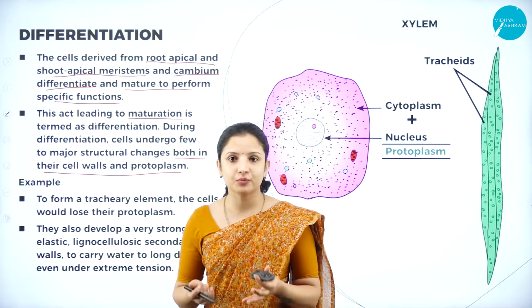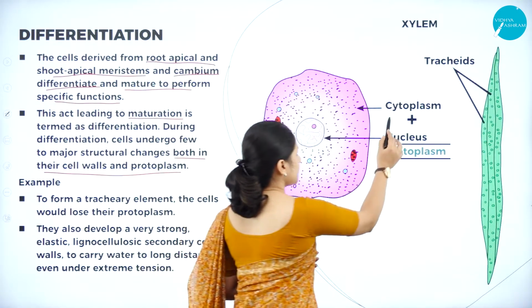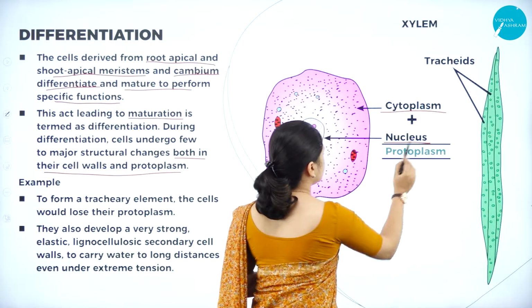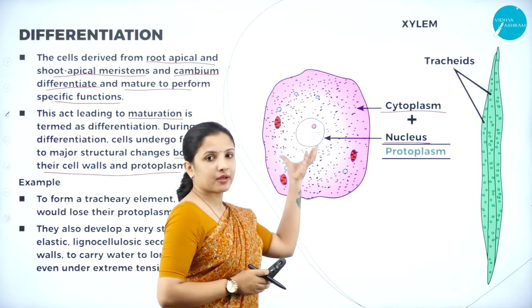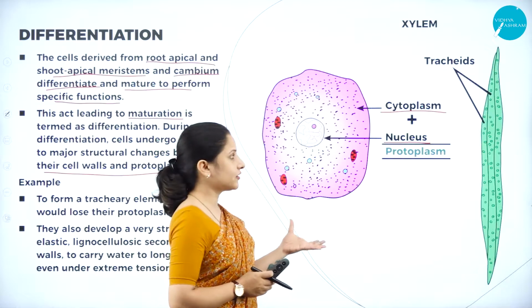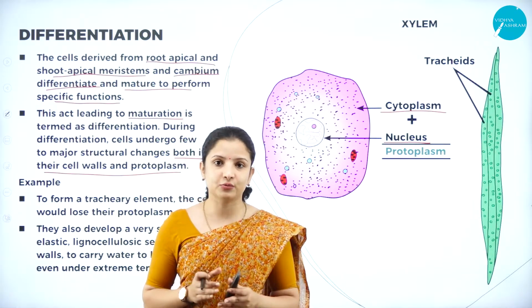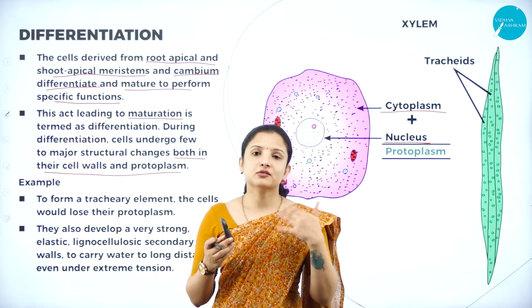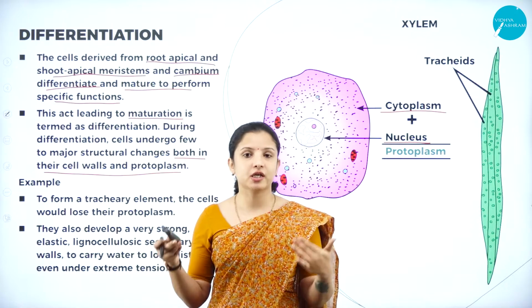When I say protoplasm, it is nothing but the cytoplasm along with the nucleus, which forms the protoplasm. The development of the nuclear membrane and all that will occur properly once the cell matures, right? Therefore, there will be a structural modification in the protoplasm as well. Therefore, it is called differentiation. I told you differentiation means structurally they are changing into something else.